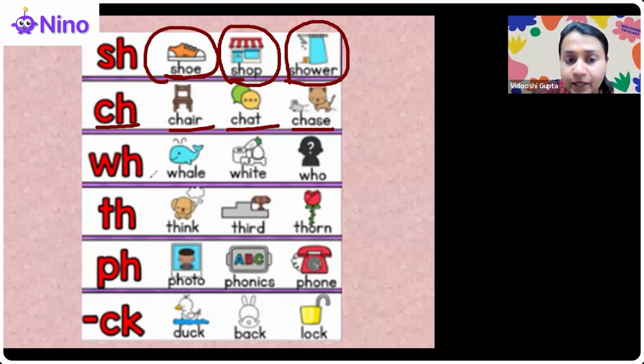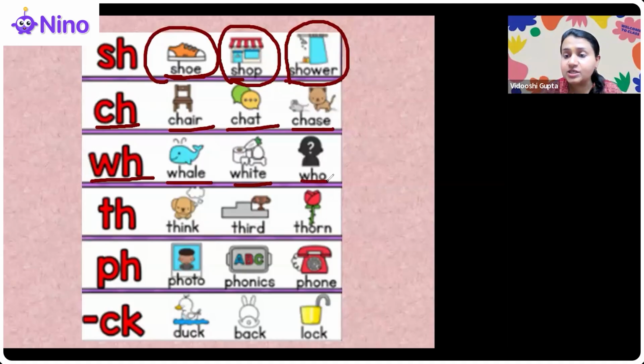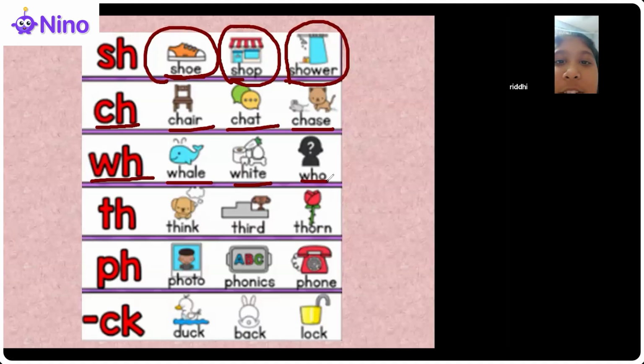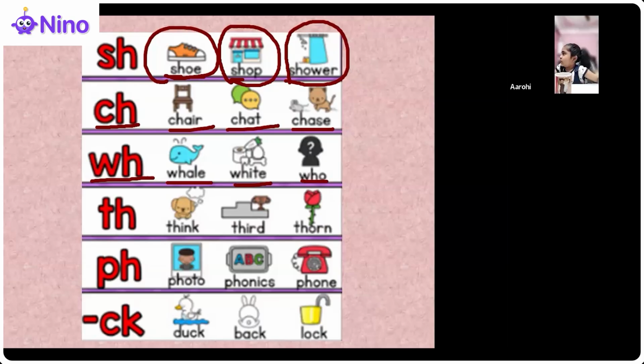Next one is W and H coming together to make the new sound wh. For example, whale, white, who, when, all these question words that we have. When. Ma'am, wheel. Sorry? Wheel. Wheel, yes. So wheel, Riddhi. So wheel also has a vowel digraph, two E's together.